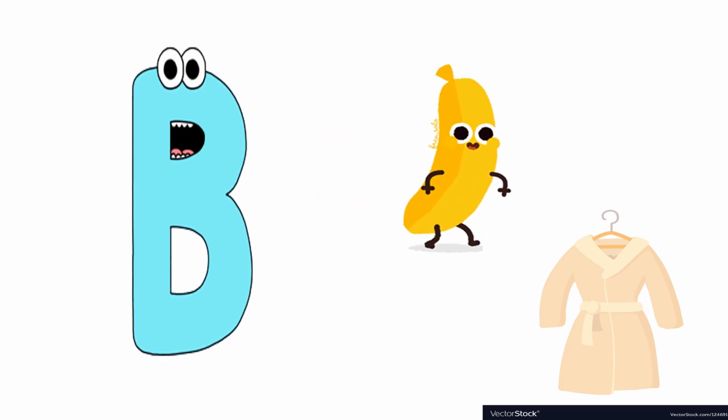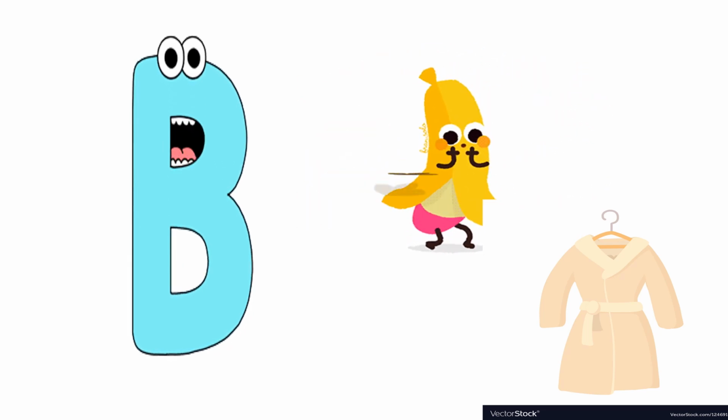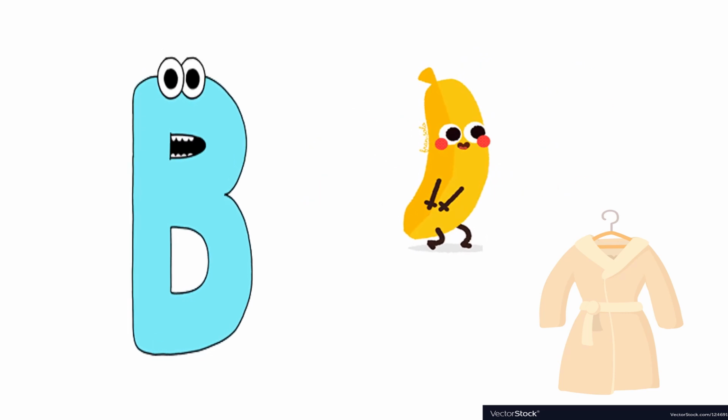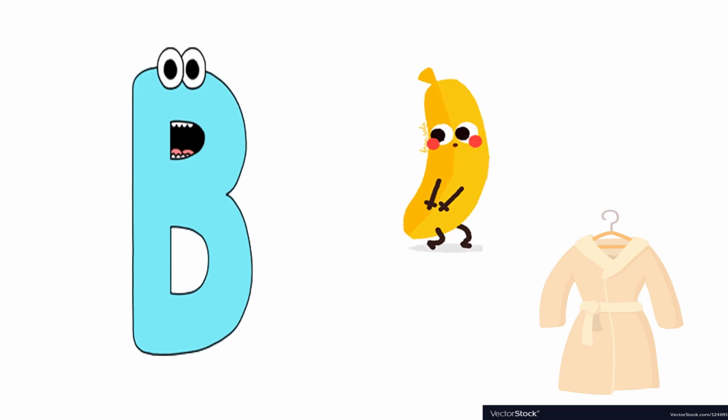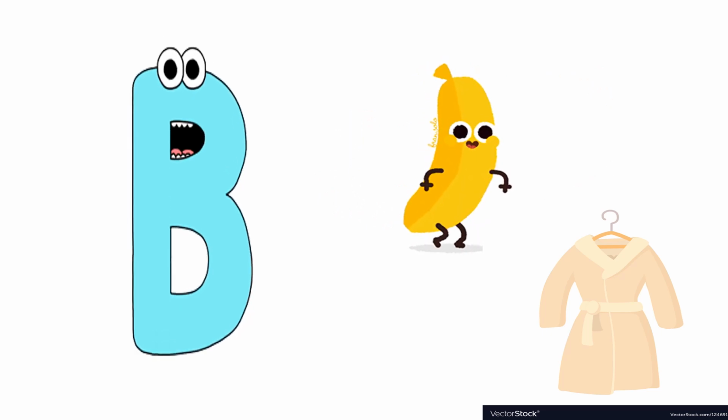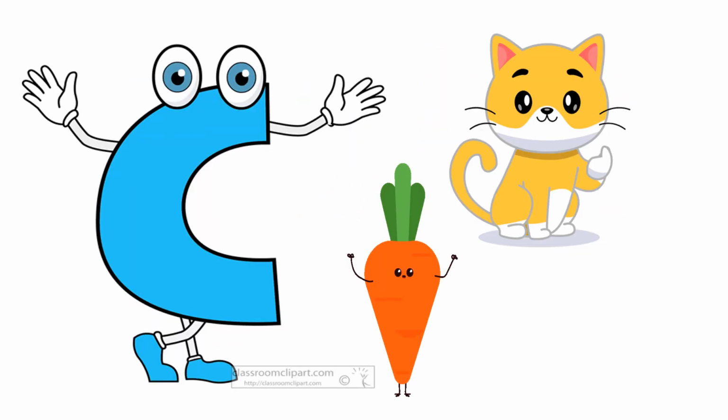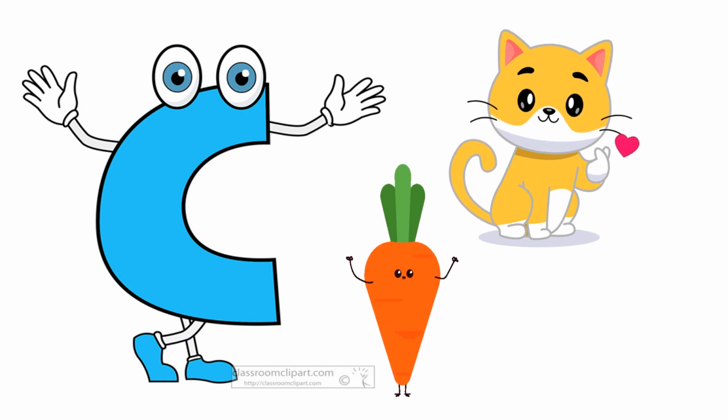B says B. B, B, banana. B, B, bathrobe. So in all these words, which sound is coming? B. Okay, so the next alphabet is C.